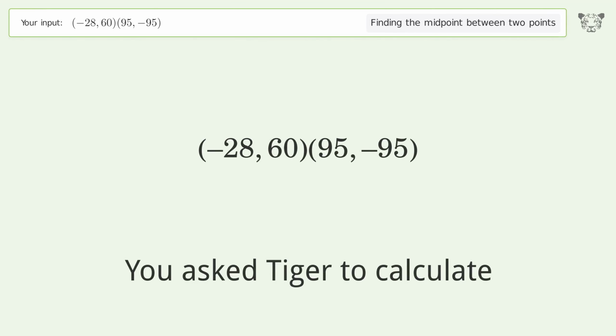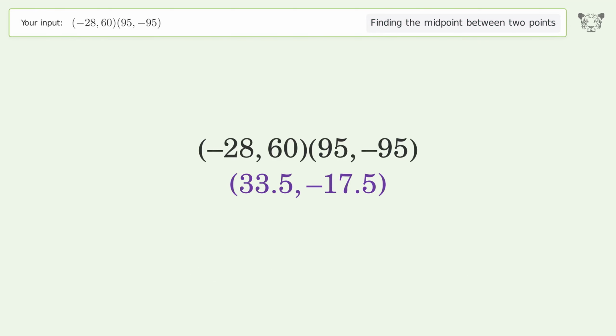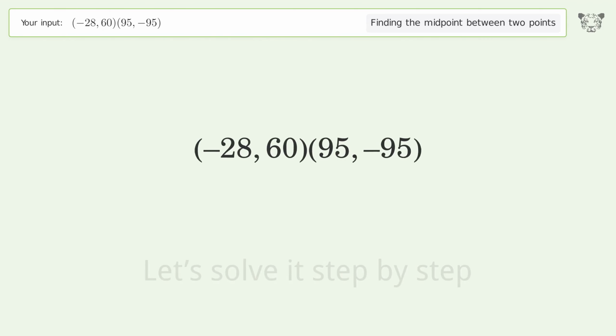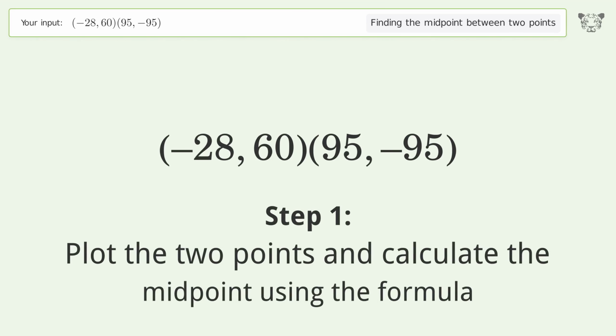You ask Tiger to calculate. This deals with finding the midpoint between 2 points. The midpoint between the 2 points is 33.5, negative 17.5. Let's solve it step by step. Plot the 2 points and calculate the midpoint using the formula.